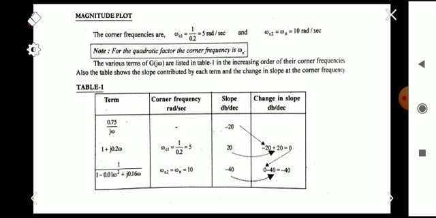Okay, and we have to write the corner frequencies in the order such that, in the increasing order of the corner frequency, that is omega C1 will be 5 and omega C2 will be 10. Okay, and after that we have to construct the table. In that we have to write the terms in the increasing order of its corner frequencies.